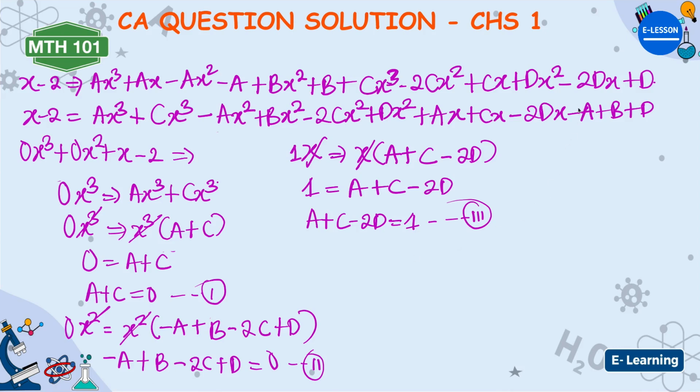Now the last one is our constants. For the constants, what we have are minus a plus b plus d. These ones that do not have x are our constants. So minus a plus b plus d is equal to the constant we have at the left hand side, which is minus 2, the one that does not have x attached to it. So you say this is equal to minus 2. This is equation 4. So we have 4 equations.